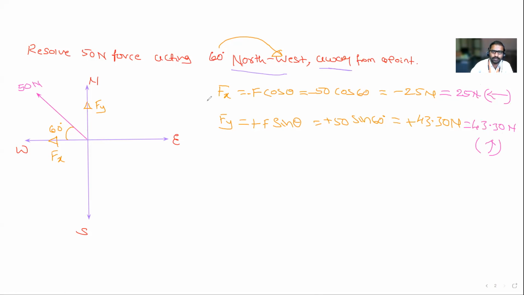Okay, all of you write it down. With this concept we solved two problems: yesterday one problem, today one problem. So always when theta is given in a quadrant system, with respect to the direction given last, only that direction you have to consider.